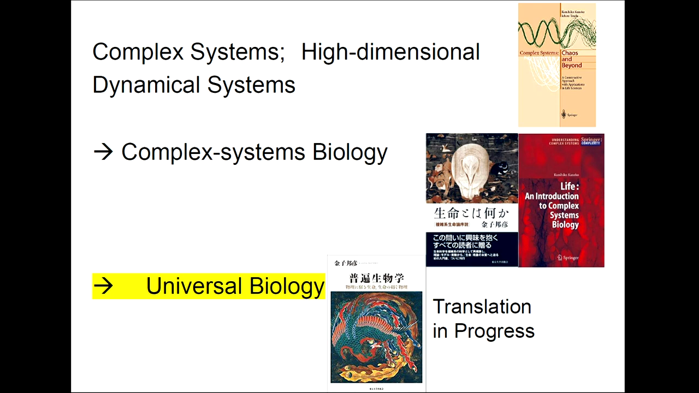Okay, so basically, I started originally from complex systems, high dimensional dynamical systems. Now I'm working on universal biology, and the earlier parts you can see in the lecture and discussion here, but most parts are in this book. Unfortunately, this is still in Japanese. Translation is in progress, so if you are really interested, I can give you some kind of translation. But then you need to correct my English. Okay, and that's all. Okay, thank you.